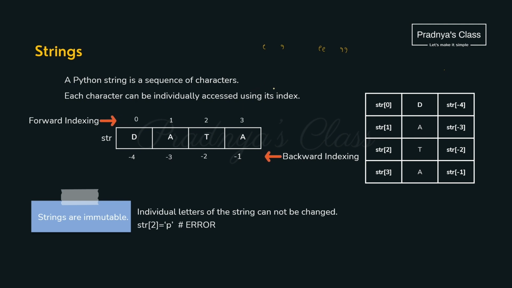Individual characters of the string can be accessed using an index. The most important property of a string is that it is immutable. It means you cannot change the individual elements of the string in place. If you change it, a new string will get created. To access the string, we can use forward indexing as well as backward indexing. Forward indexing starts with 0 and backward indexing starts with -1. It means you can use both positive indices or negative indices to access the string.